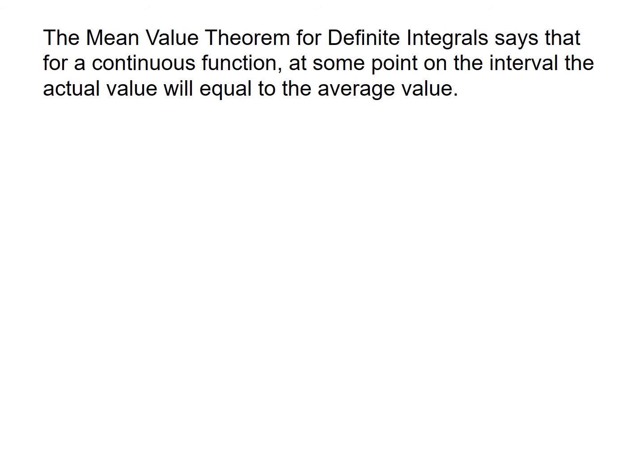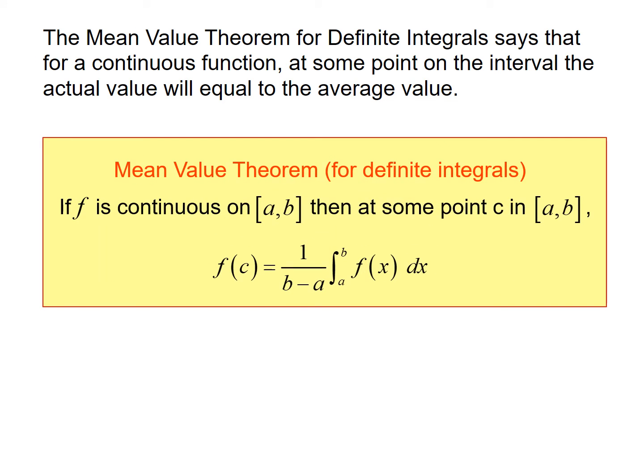Okay, we have the mean value theorem for definite integrals. So we have the mean value theorem for derivatives, which we typically just refer to as the mean value theorem. The mean value theorem for definite integrals says that for a continuous function, at some point on the interval, the actual value will equal the average value. So we know how to calculate the average value, and at some value of c, the value of the function is going to be equal to that.